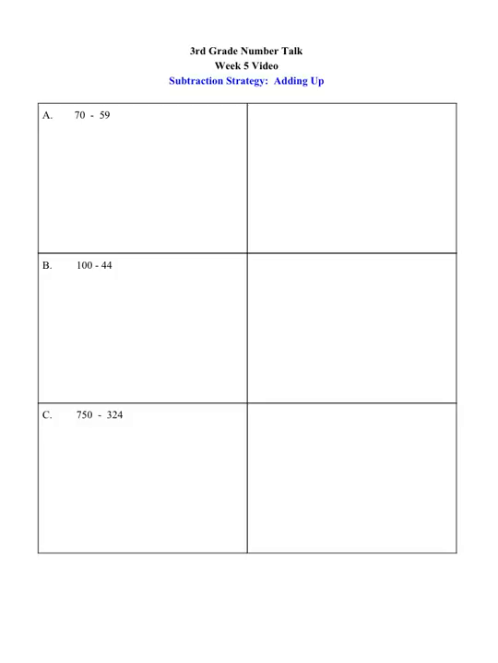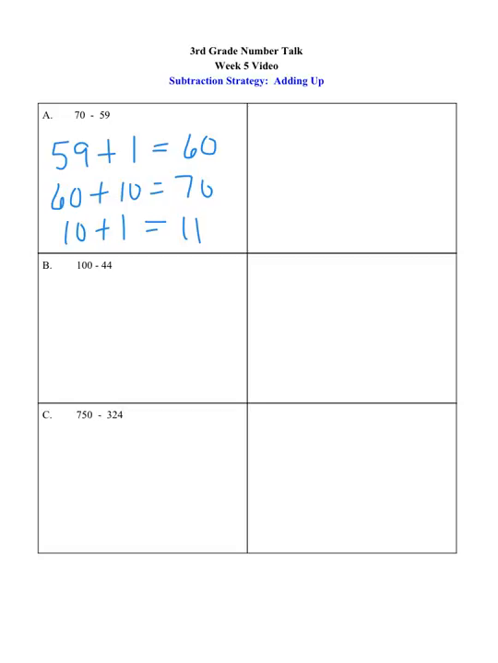So if we're looking at it, we know if we start at 59 and we're adding up from 59 to 70. So we say, well, 59 and we add 1 or we gain 1 is 60. From 60, if we add 10, then we end up at 70. So we know that 10 gain 1 or 1 gain 10 gives us a difference of 11.